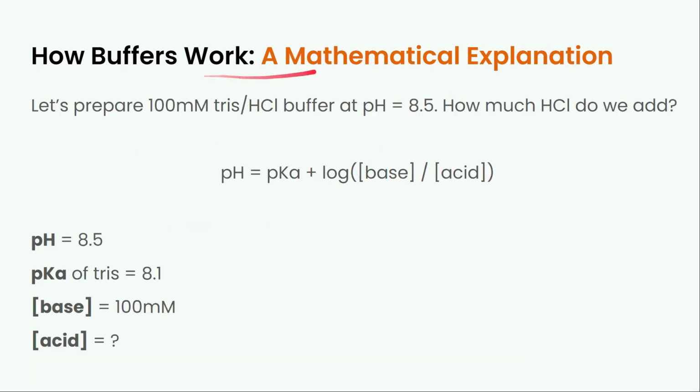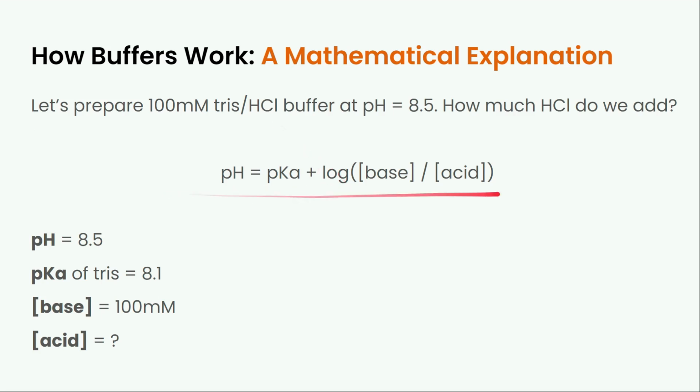So that Henderson-Hasselbalch equation is kind of abstract. So let's just chuck some real numbers in and see if we can understand it on a more intuitive level as lab scientists. So I've just written it here. Now let's imagine we're preparing 100 millimolar tris HCl buffer at pH 8.5. How much HCl would you need to add?